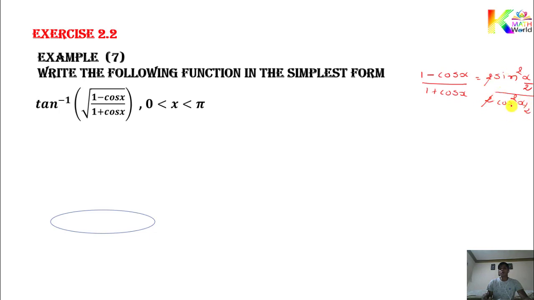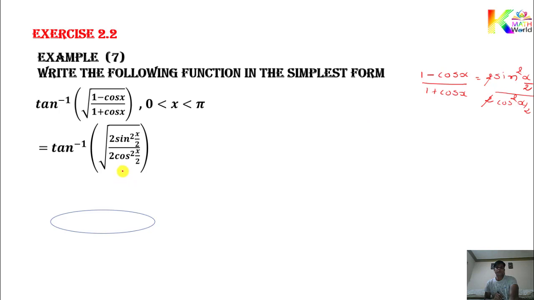So 2 got cancelled, and what do you get? Tan square of x by 2. Otherwise you can replace the formula: 1 minus cos x is 2 sin square x by 2, and 1 plus cos x is 2 cos square x by 2. Hope you remember this formula. Now 2 got cancelled, sin square over cos square. What is the answer? Tan square of x by 2. Root of this one, so the root will be positive, so you need to consider the positive root.